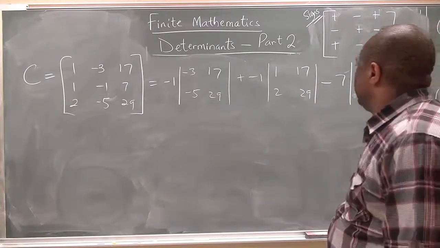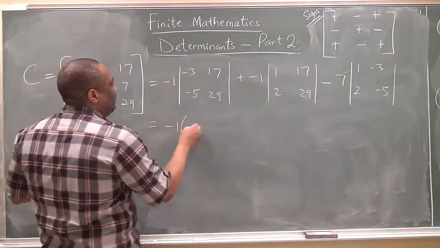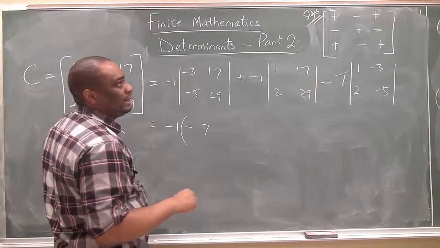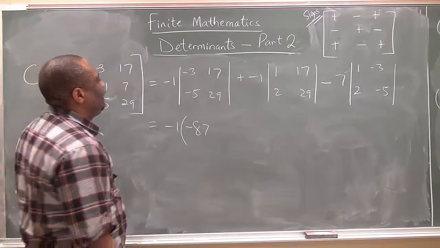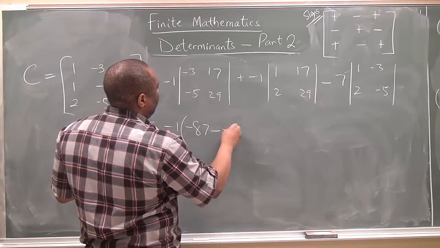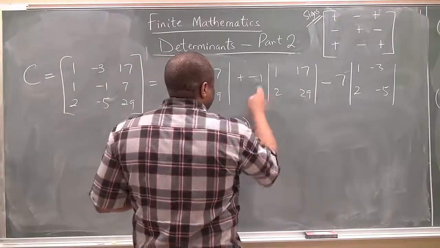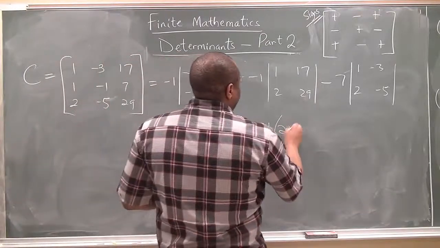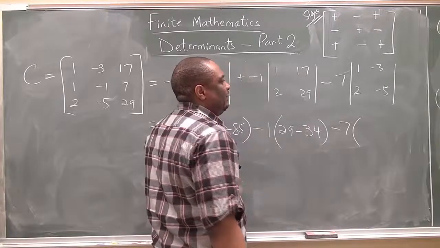Okay, so let's finish this stuff up. This will be -1(-3 × 29) will be what? -3 × 9 = 27. 7 carry 2, 3 × 2 = 6, +2, 8. Right? Then -5 × 17 = -85. Okay? Then -1. (1 × 29 = 29). (-2 × 17 = 34). Then -7. 1 × -5 = -5.